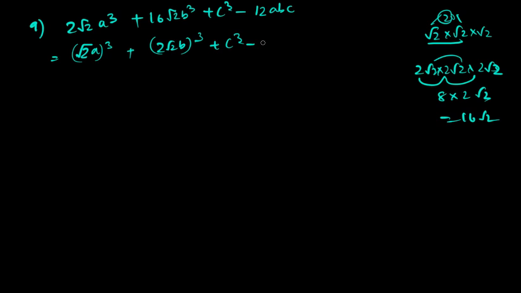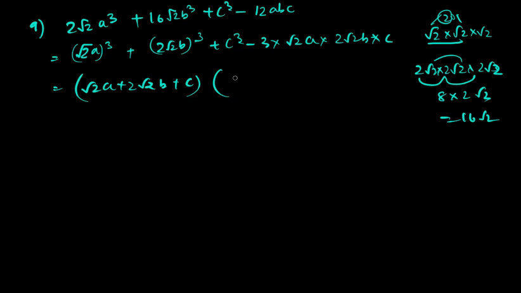Then c cube minus 3 into root 2a, 2 root 2b times c. We must check whether we are getting the b or not. So 6 to the 12. Yeah, we are getting 12. So that means root 2a plus 2 root 2b plus c times a square.